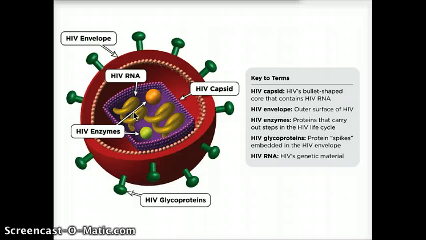The other thing you want to pay close attention to are these things that look like an orange and a lime over there, very close to the RNA material of HIV. They are enzymes, okay? And these enzymes are proteins that have a very specific role in the life cycle of HIV.